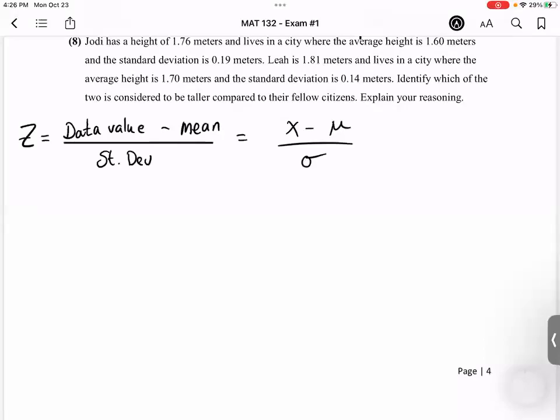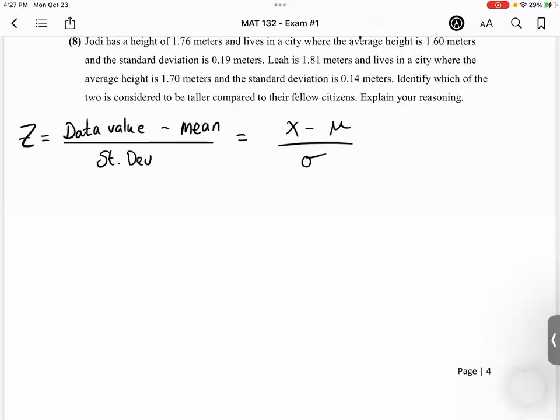All right. So in problem number 8, it states Jody has a height of 1.76 meters and lives in a city where the average height is 1.60 meters and the standard deviation is 0.19 meters. Leah is 1.81 meters and lives in a city where the average height is 1.70 and the standard deviation is 0.14. Identify which of the two, mainly Jody and Leah, is considered to be taller compared to their fellow citizens.